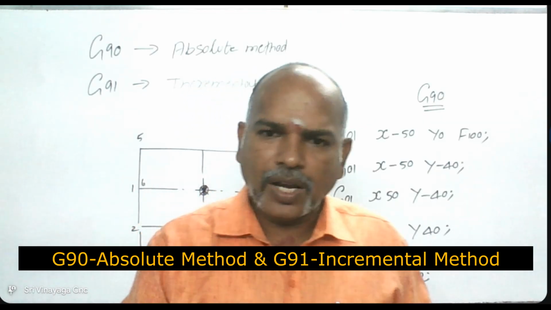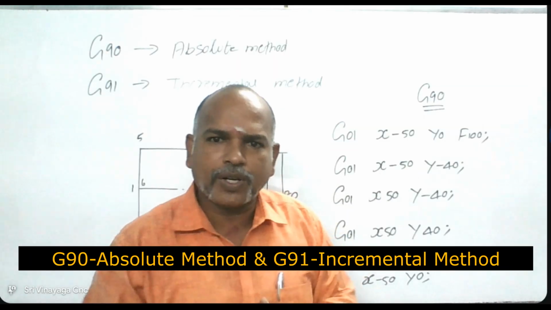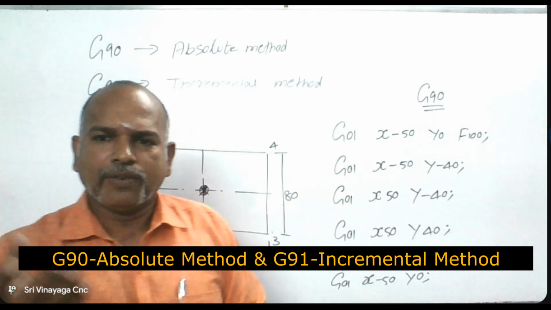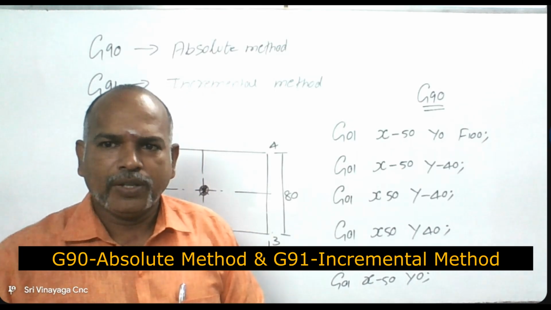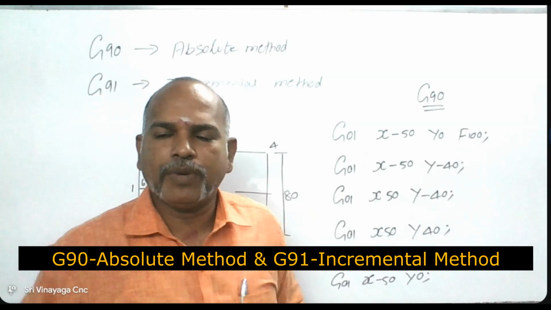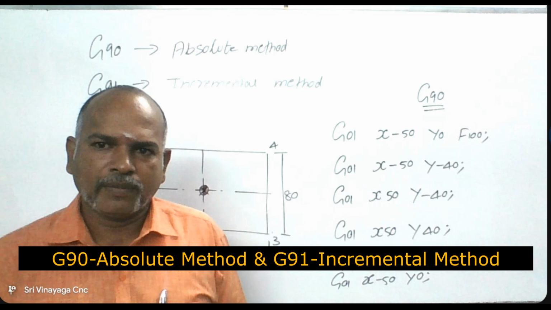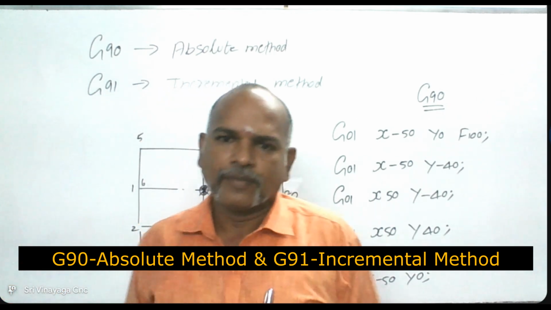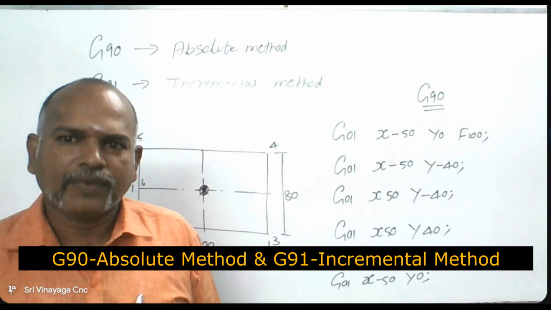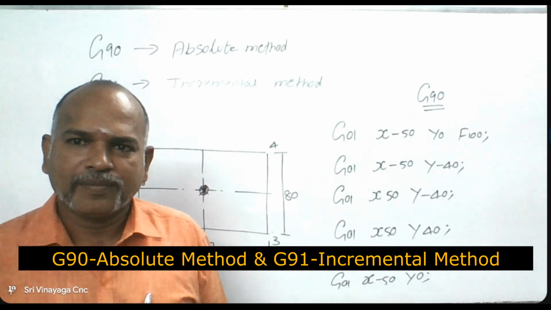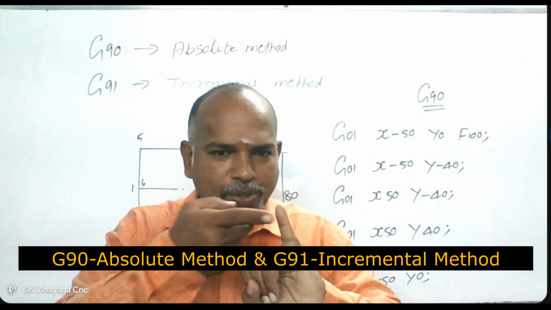Now you can check whether this command is in your previous program. I sent the screenshot. In the third line, I can see it's G90. So it means it's the absolute method. Our program is the absolute method.